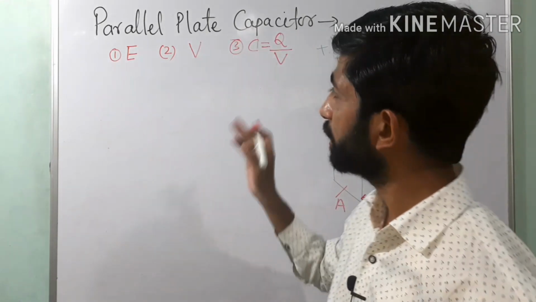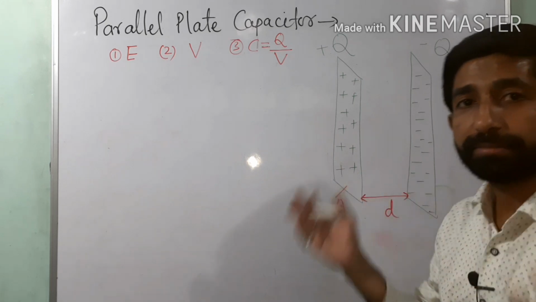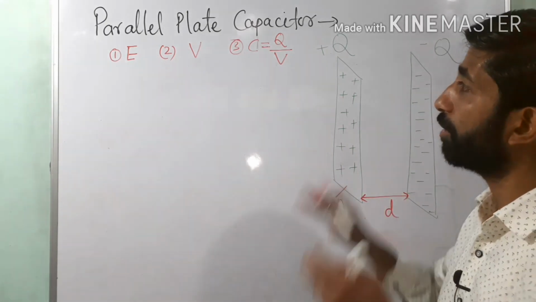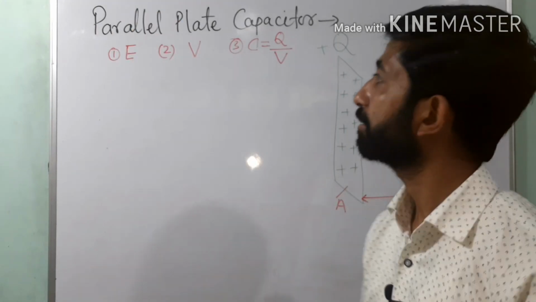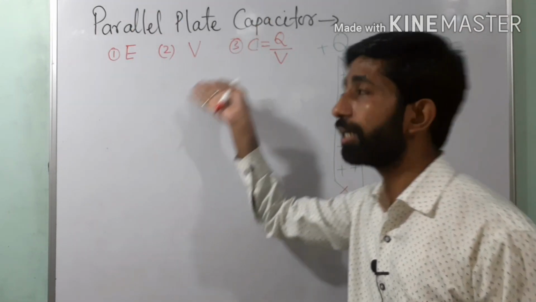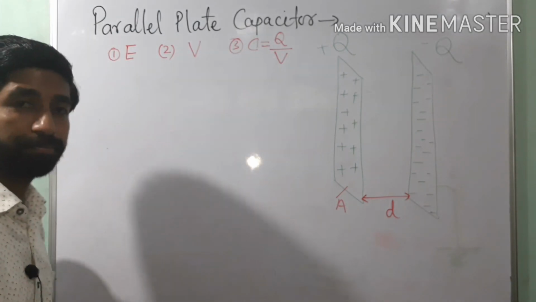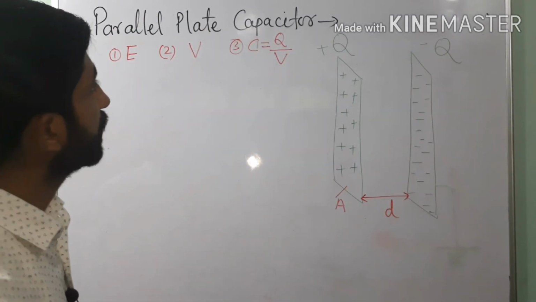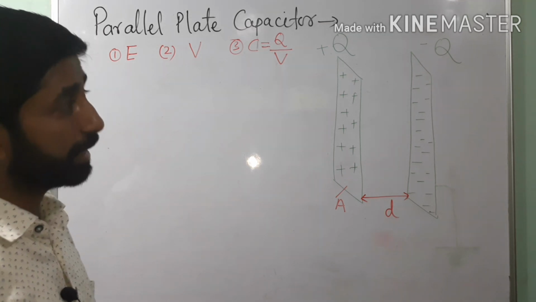Mainly we have three steps. First you find the electric field. Maybe the shape is not of this sort, it may be spherical, it may be cylindrical, whatever. In all those categories we do what? First calculate the electric field and then the corresponding potential, and then we go for C. So first let's calculate the electric field between the two parallel plates.